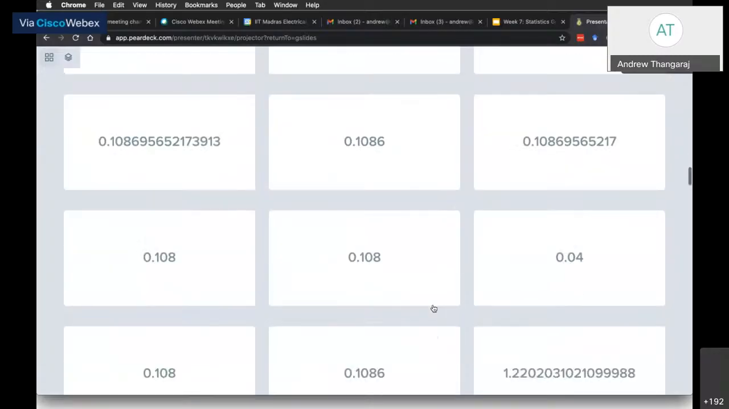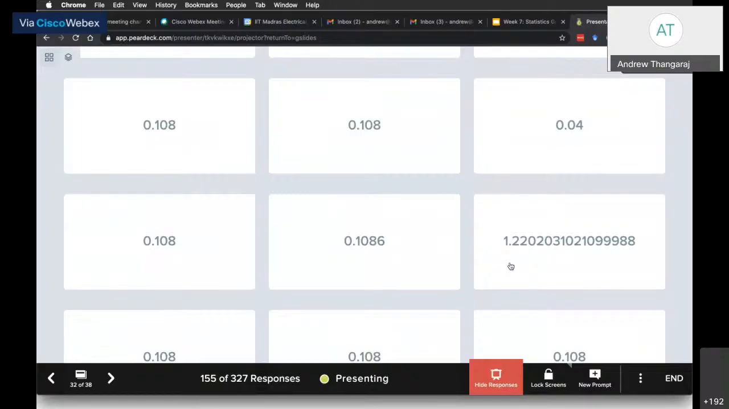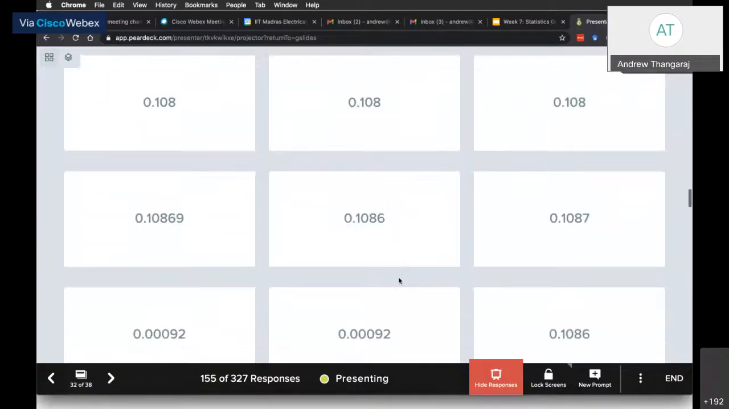Let me see, 0.4, 1.22. Okay, once again, I want to point out that if you calculate a probability and it ends up being less than 0 or greater than 1, you've clearly made a mistake. Don't put that answer in. Probabilities have to be between 0 and 1. Keep that as something that you remember.